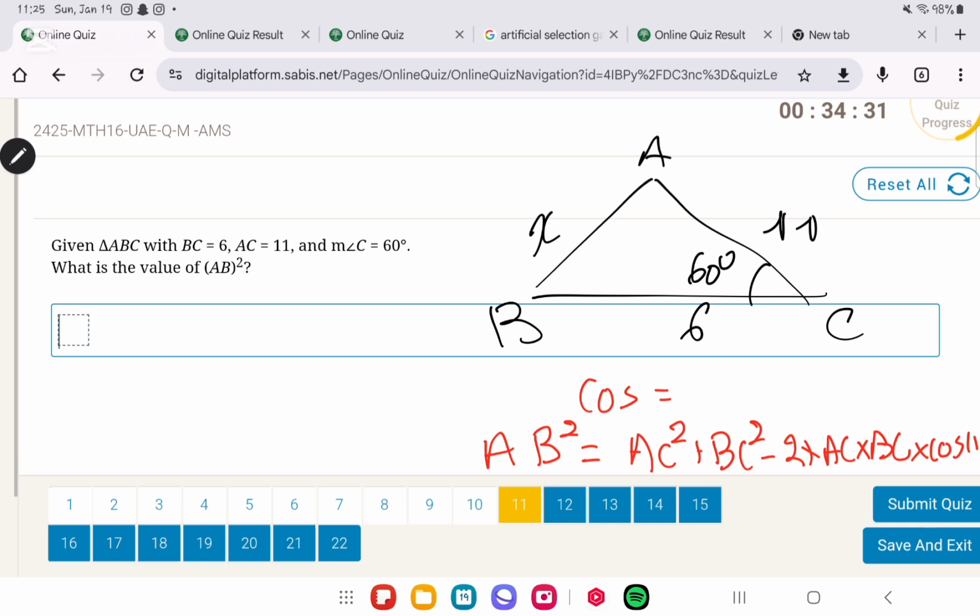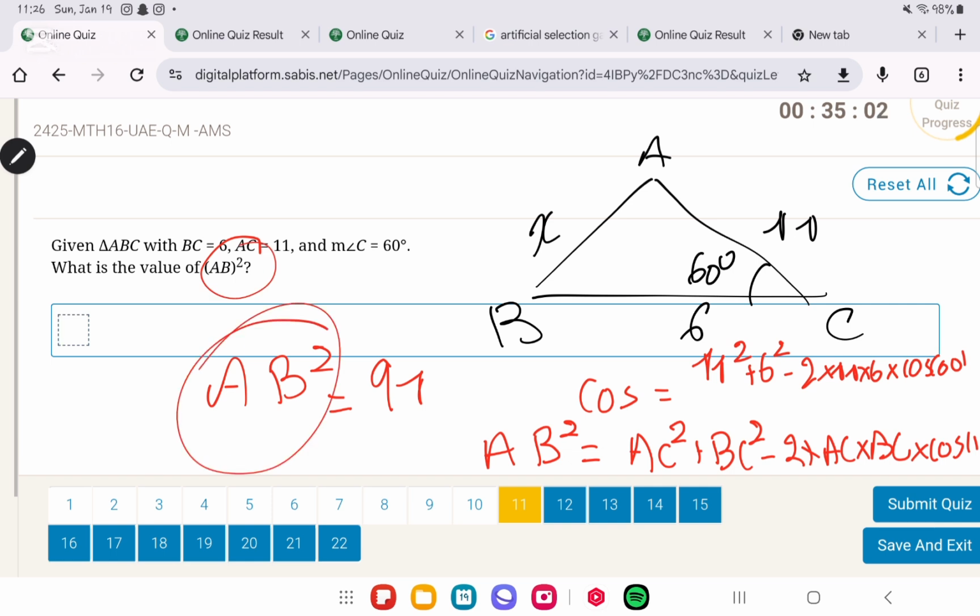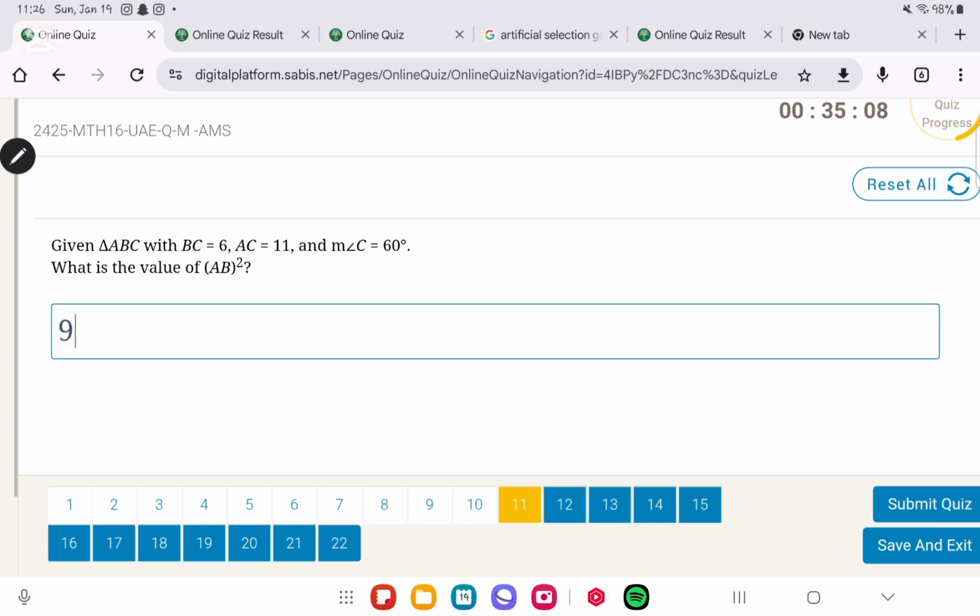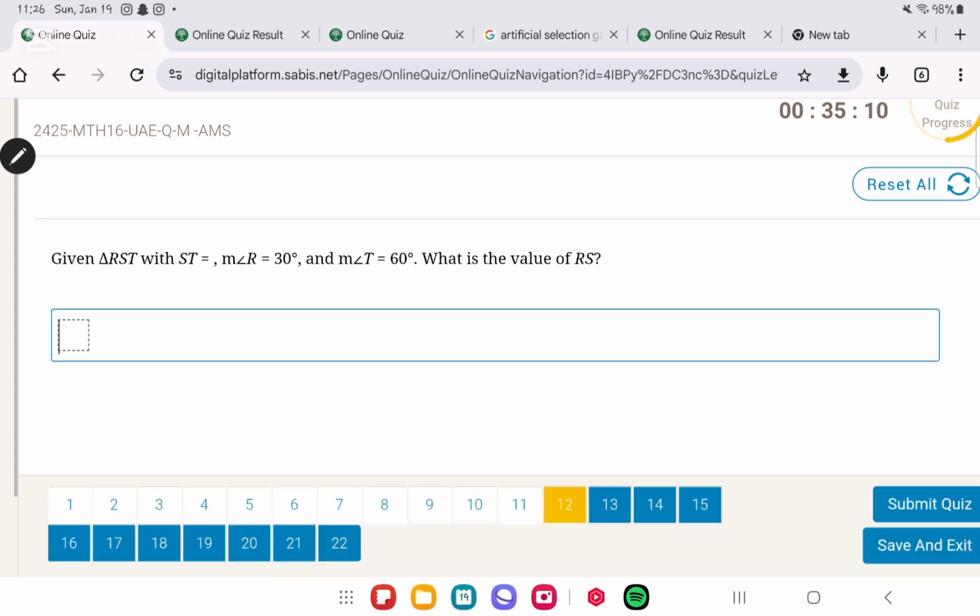So in this case, it becomes 11 squared plus 6 squared minus 2 times 11 times 6 times cosine of 60. If you do it on the calculator, you are going to get that AB squared is equal to 91. Now they need the value of AB squared, so we are not going to put a radical, and we are not going to find the value of AB. So AB squared is 91. Moving on to question number 12.